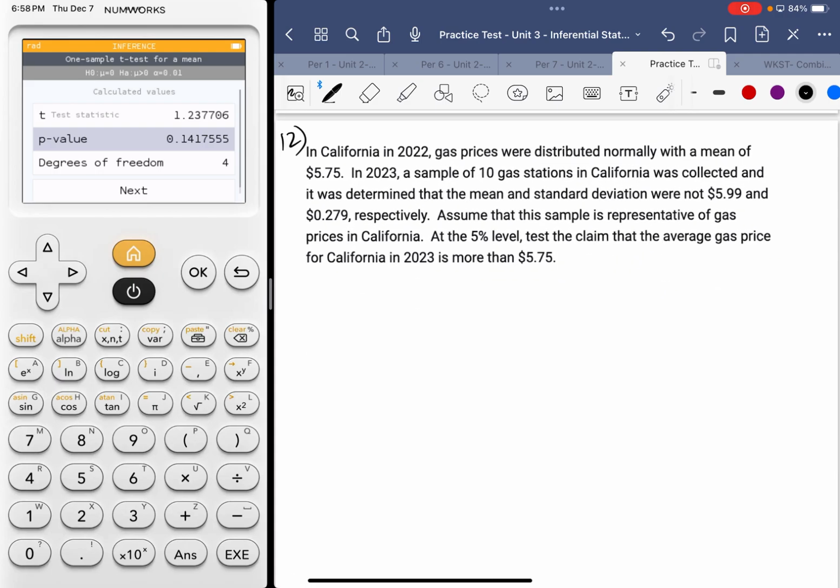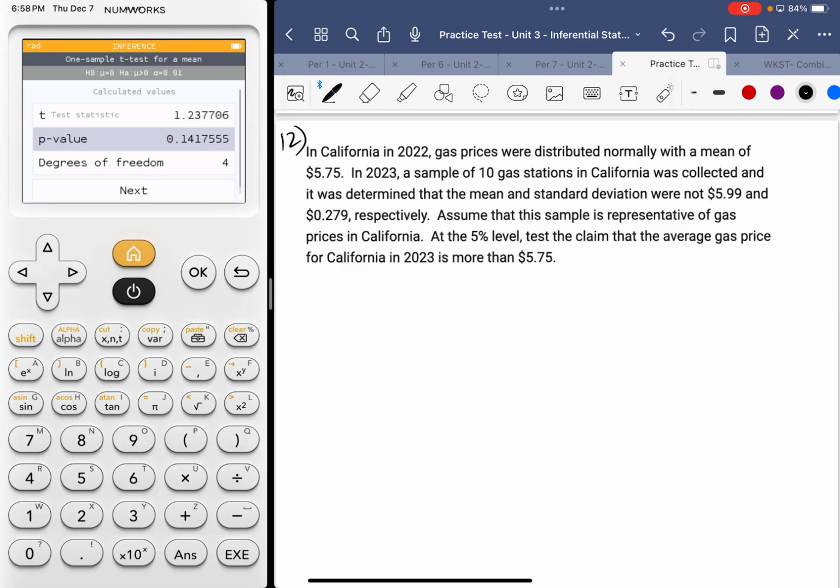In California, in 2022, gas prices were distributed normally with a mean of $5.75. It's kind of a made-up number, but, well, I don't know. When I was there last year, I paid $5.99 a gallon to fill up a gas-guzzling vehicle that I was stuck renting because they didn't have anything else. When I finished paying and it was $110, I was motivated to come up with a problem to use in my stat classes that talk about how terrible gas prices are in California.